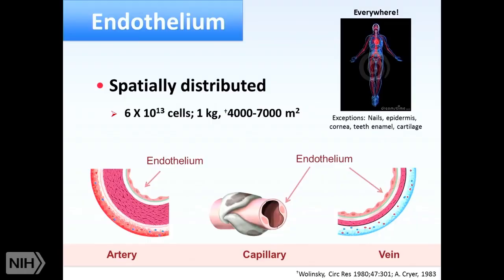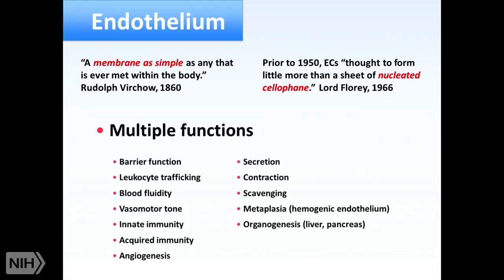The endothelium is a spatially distributed organ system that reaches to almost all recesses of the human body. In an average-sized human being, it weighs about 1 kilogram. It covers a total surface area between 4,000 and 7,000 square meters, and it spans over 100,000 miles of blood vessels, the vast majority of which, the capillaries, are invisible to the naked eye.